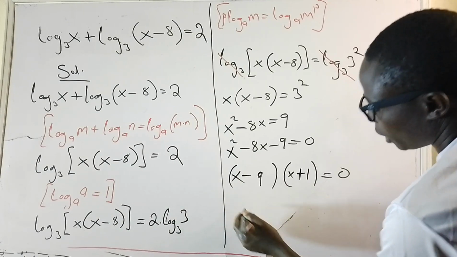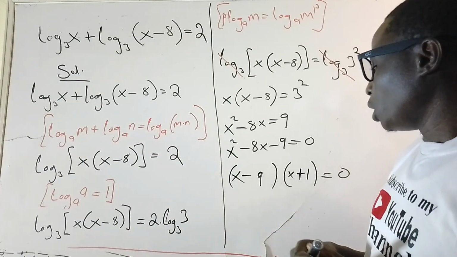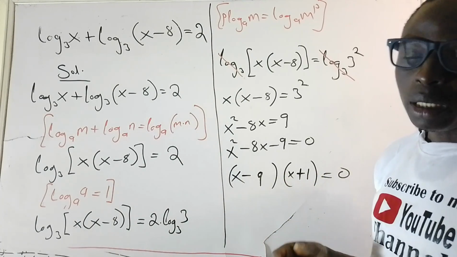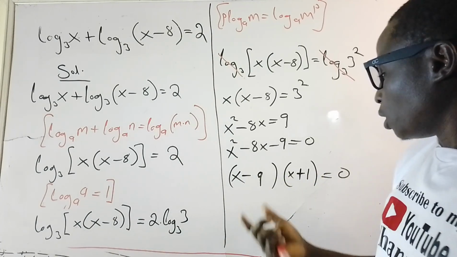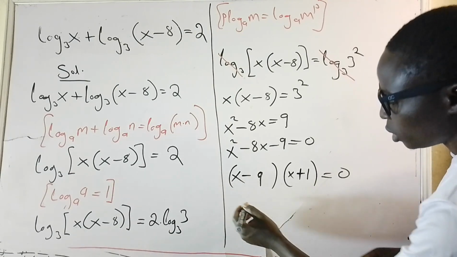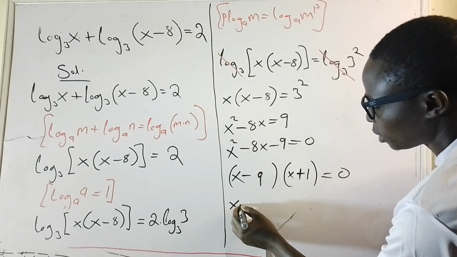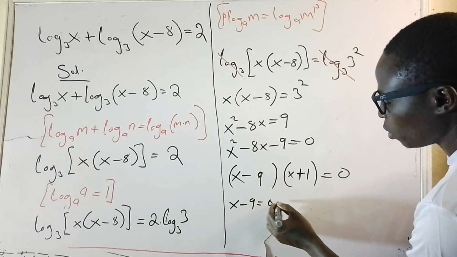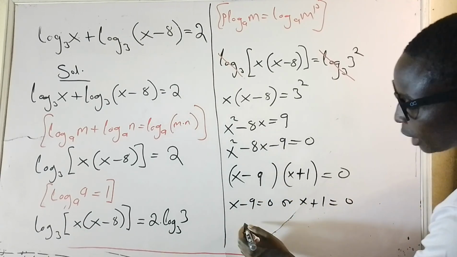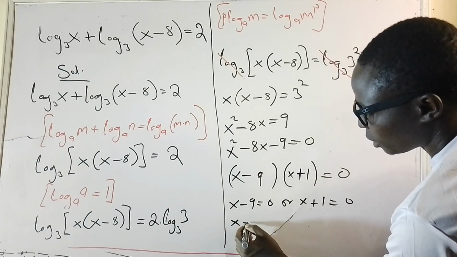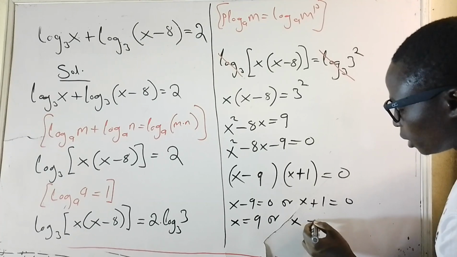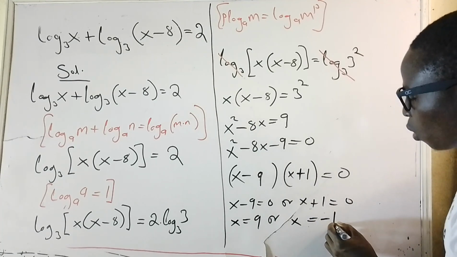So we know the multiplication rule. When we have two brackets equals 0, that means either the first bracket is equal to 0 or the second bracket is equal to 0. That means either x minus 9 is equal to 0 or x plus 1 is equal to 0. That means either x is equal to 9 or x is equal to minus 1.